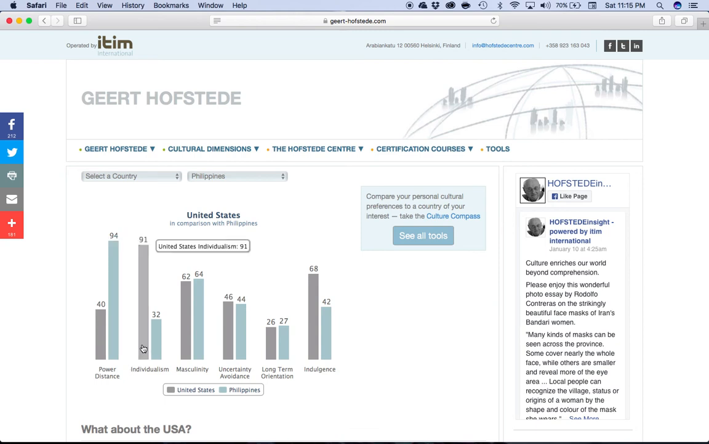However, individualism, the United States is 91. We're very individualistic. If you look at the Filipinos, they are 32. So they are much more collective in the way that they think. Now, masculinity relates to how a culture rewards individual achievement and how it nurtures people and that kind of thing. And so the masculinity is not as nurturing, the feminine is more nurturing. And so here, the United States 62, Filipinos 64, we're neck and neck.